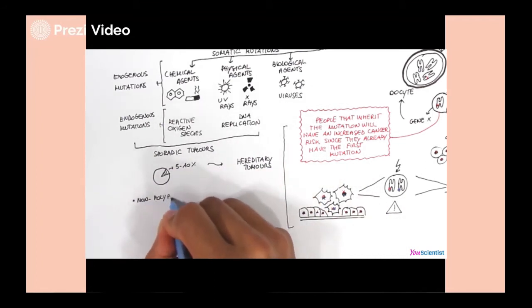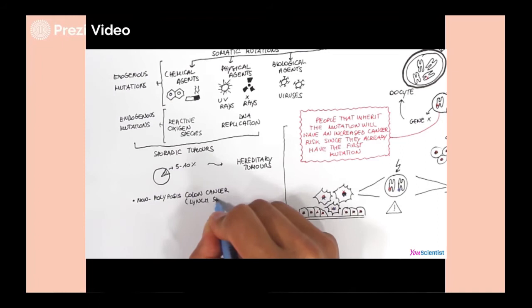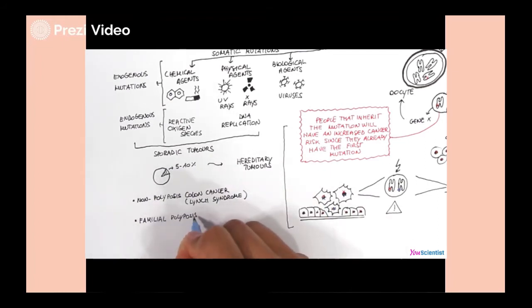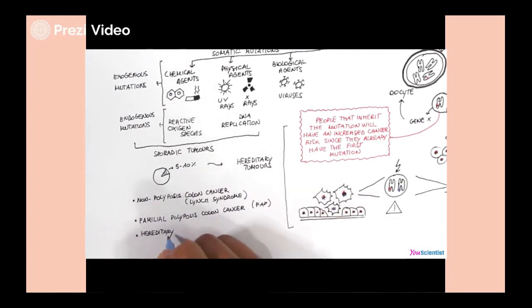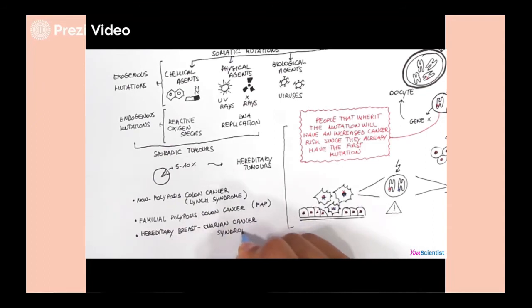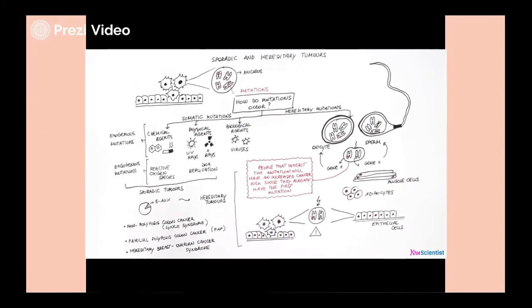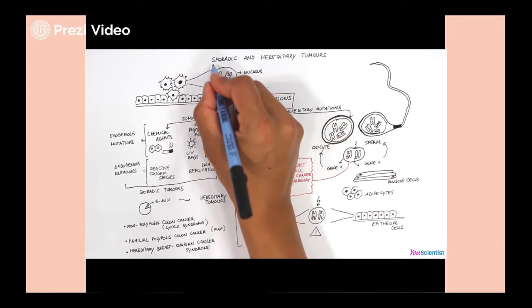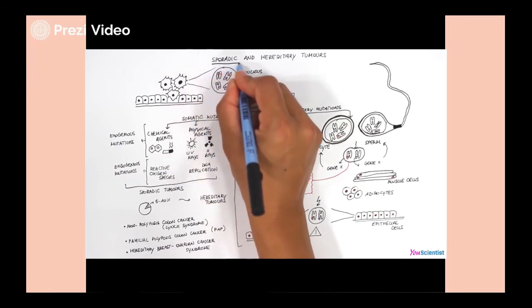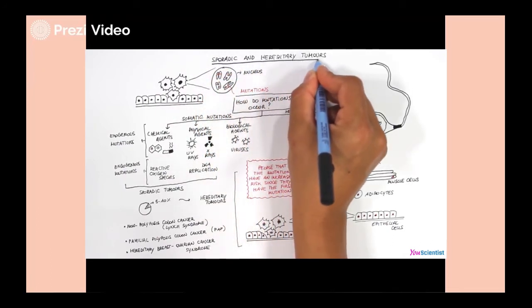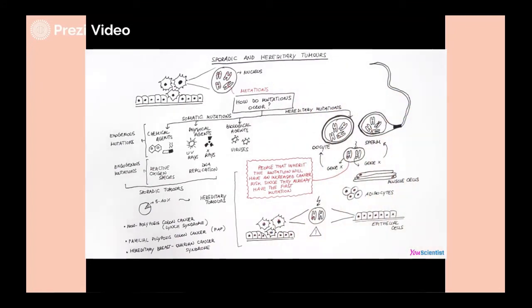Some examples of hereditary tumors are non-polyposis colon cancer, familial adenomatous polyposis, or hereditary breast and ovarian syndrome. Tumors are caused by the accumulation of mutations in the DNA. Tumors can be sporadic when DNA mutations arise by chance, or they can be hereditary if the patient already carries a genetic predisposition.